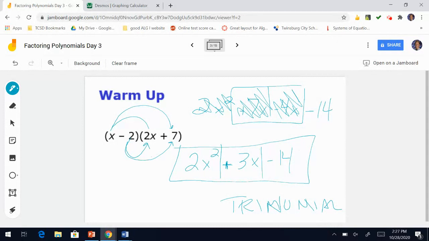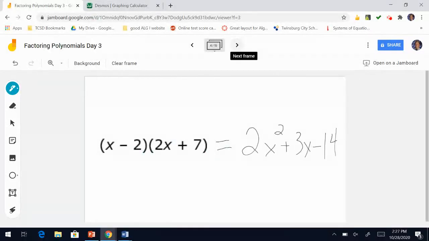Trinomial. What's my highest degree? 2, 1, or none. Obviously 2, we have a special name for that. That's called a quadratic trinomial. What's my lead coefficient? What's the very first thing I run into? Boom, positive 2. So my lead coefficient is 2. There's a warm-up. We just said these 2 binomials equal a trinomial.